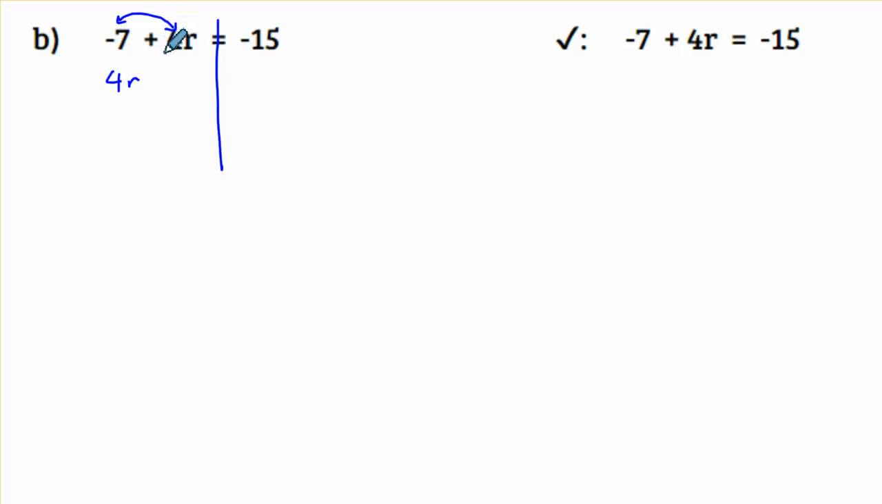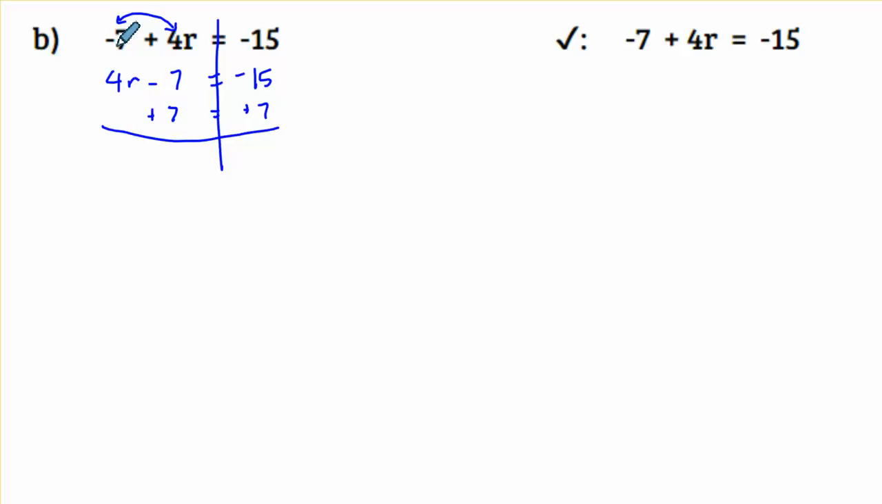We'd have 4r, and then we'd have a -7. And of course, we'd still have an equals and a -15. Once it looks like this, it should come second nature to you at this point that you know you need to get rid of the 7. How do you get rid of the 7? You add 7 to both sides. So we add 7 to both sides.